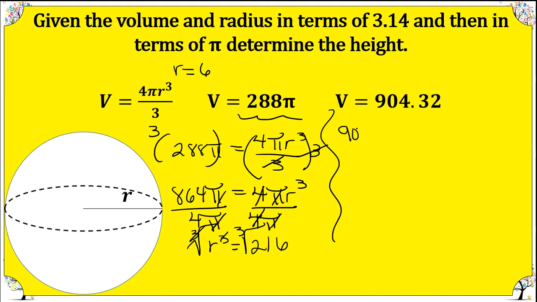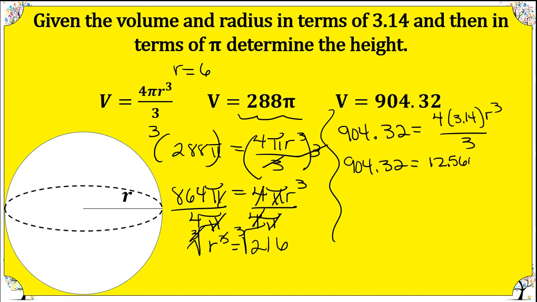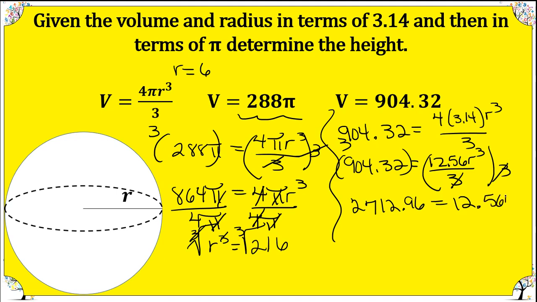Let's solve it again. This time we have included 3.14 in the volume. I'm going to go ahead and multiply 4 times 3.14. Again, I'm not using the pi key feature. I'm typing in 3.14. We are going to undo the division first, so we're going to multiply both sides by 3. So we have the 904 and 32 hundredths times 3 gives us 2,712 and 96 hundredths is equal to 12.56 radius cubed.